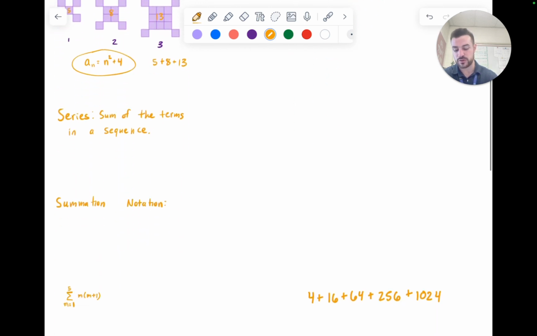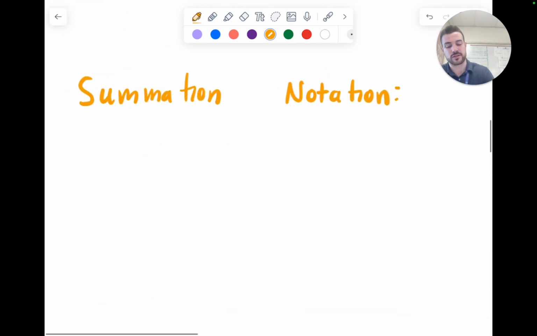Now, we also use a notation to help us out. It is called summation notation, where we have the Greek letter sigma. Redo that so it looks a little bit nicer.